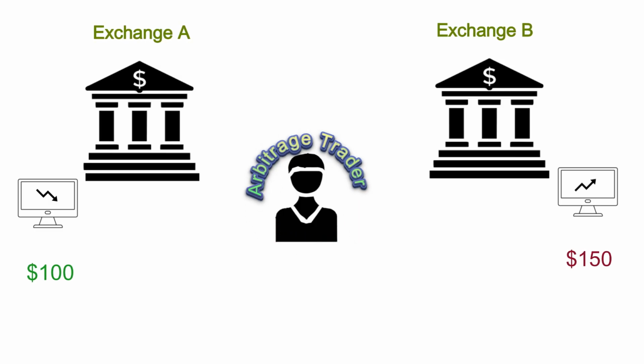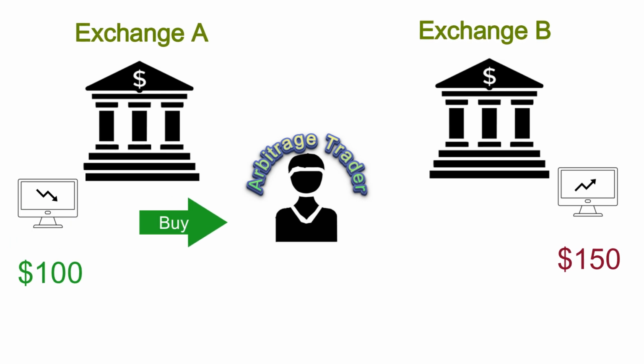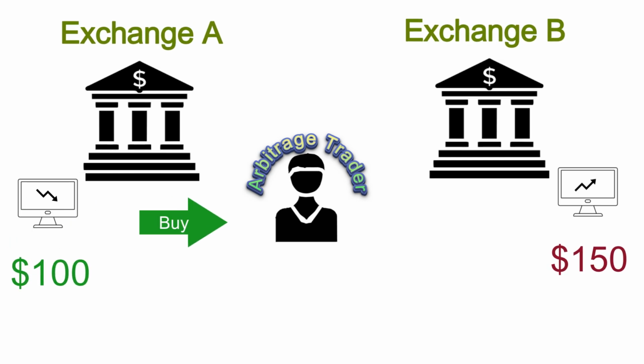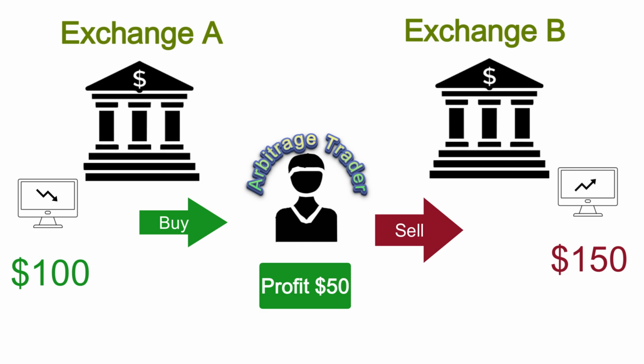In spatial arbitrage, you are buying an asset in one location or market where it is cheaper, and at the same time you are selling it in another location or market where it's more expensive. So the difference is the profit. Let's understand this with an example.